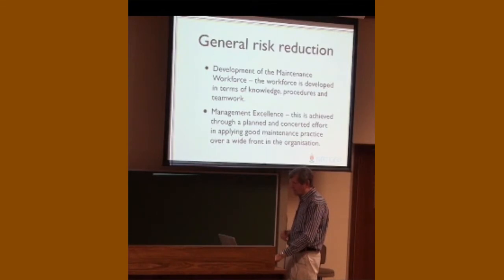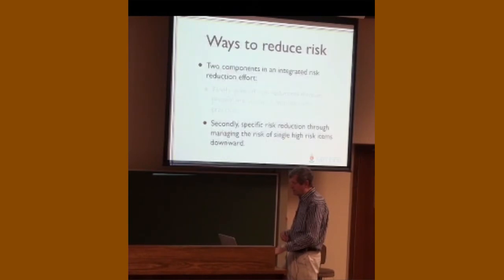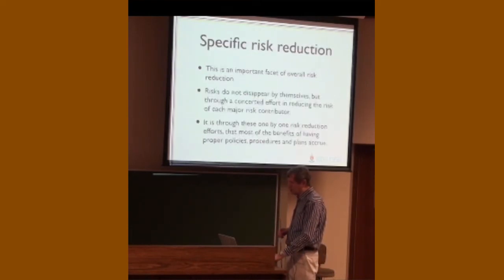Now that's the first component. The second component is specific risk reduction through managing the risk of single high-risk items downward. The type of things that we just looked at in terms of the calculation of risk. This is an important facet of overall risk reduction.